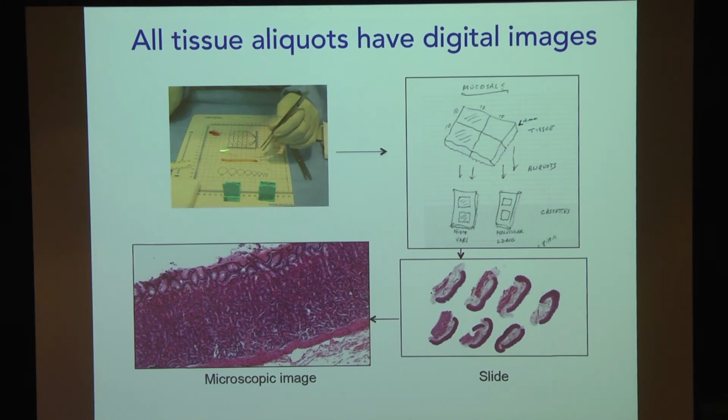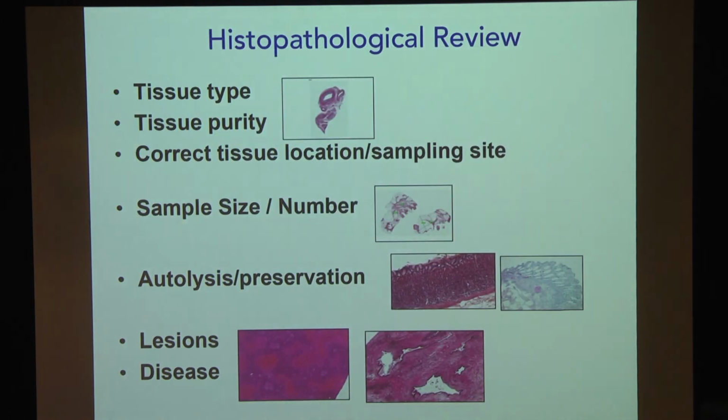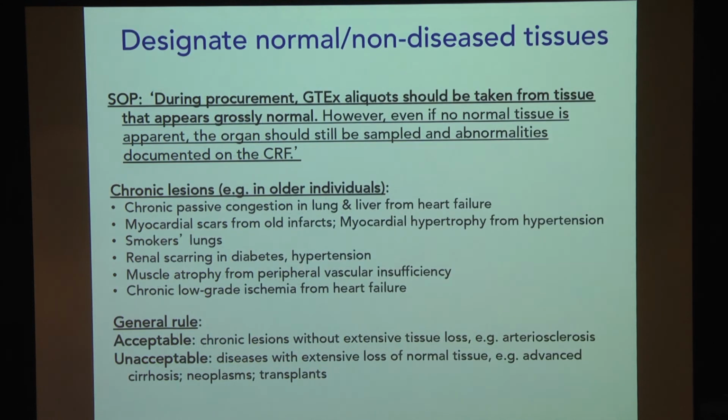So here's a tissue being collected. Here are the size demarcations and the cassettes that it's going into. So very specific cutting and size of the tissues, as illustrated here. At least one of those sections was made into a slide and digitized. We had pathology review performed on all of those, and all of those are actually available, and a lot of people are using them for image analysis right now. So these are the sorts of things we did in the pathology review. They would confirm tissue type, purity, the correct tissue and sampling site location, or comment if it wasn't, sample size and number, the autolysis and preservation level of the tissue, and any lesions and disease would be commented on as well.